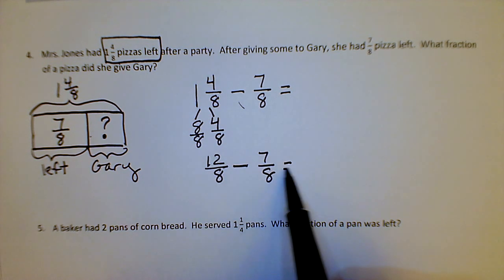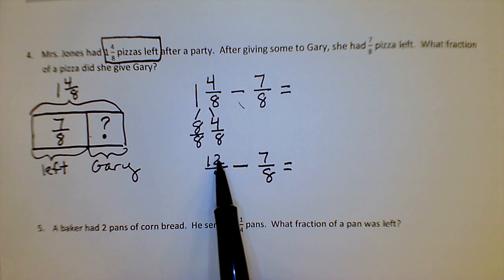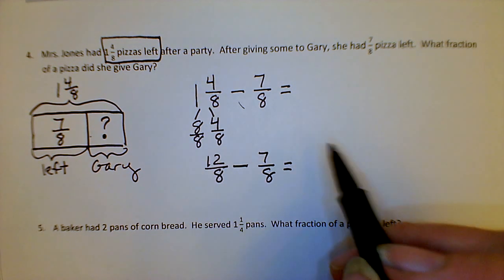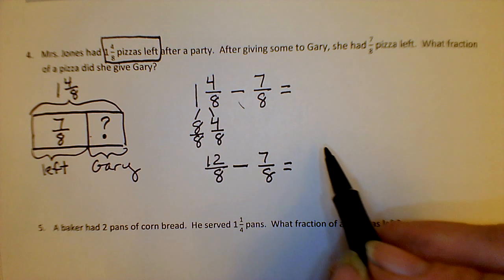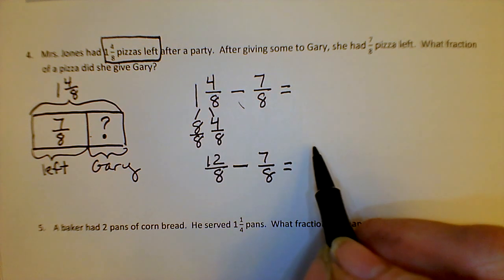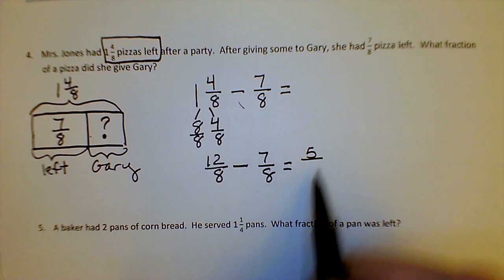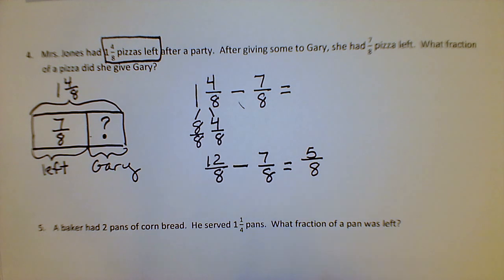It didn't go anywhere. But now it's nice and easy, because I can just say 12 of those size pieces minus 7 of those pieces, and that's going to leave me 5 of those size pieces. So I'm going to have 5/8.